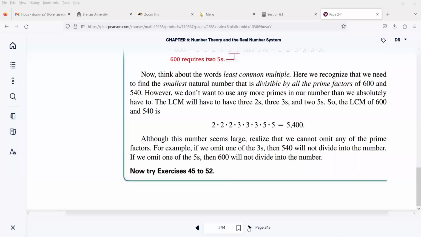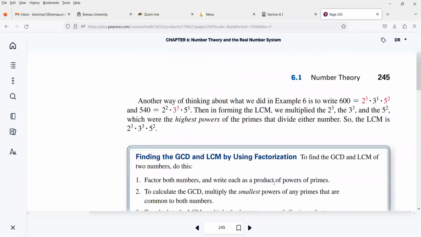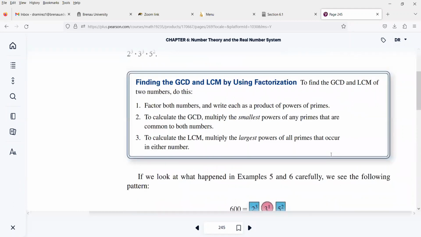Okay, on the next page, we have the guidelines to find both the greatest common divisor and the least common multiple. To find the greatest common divisor and least common multiple of two numbers, do this. Factor both numbers as a product of primes or product of powers of primes. To calculate the greatest common divisor, multiply the smallest powers of any primes that are common to both numbers. And to calculate the least common multiple, multiply the largest powers for all primes that occur in either number. Okay, so we're going to do another example.